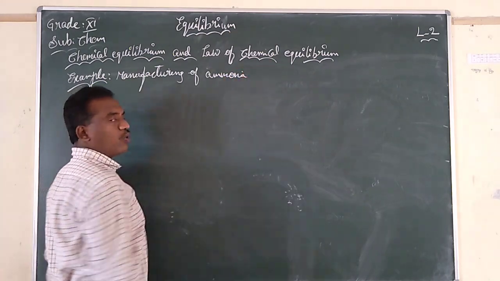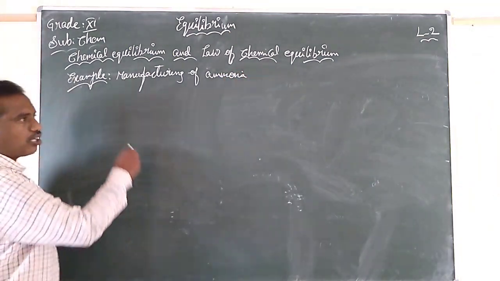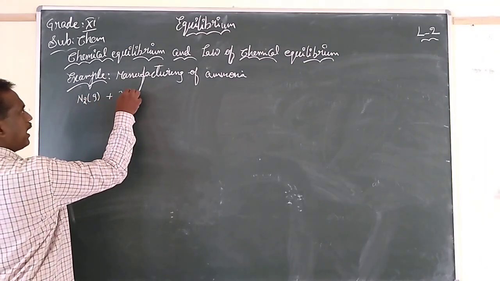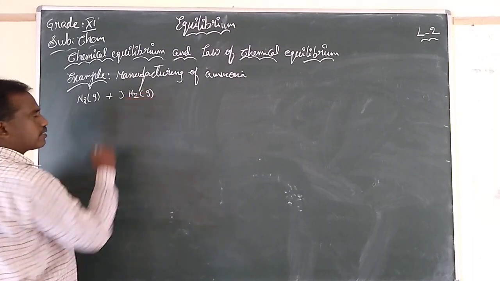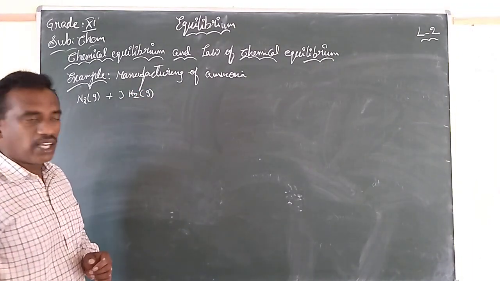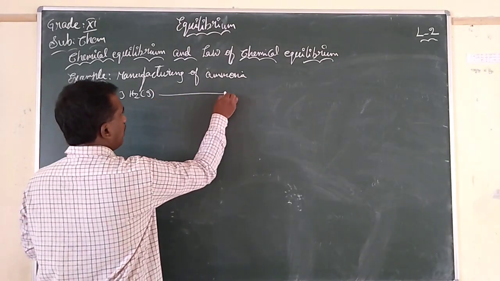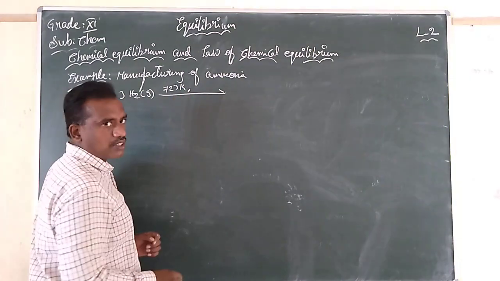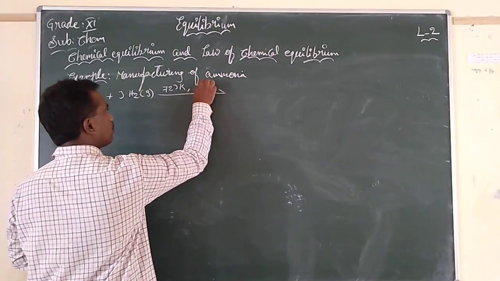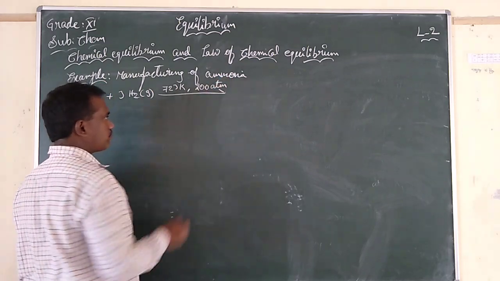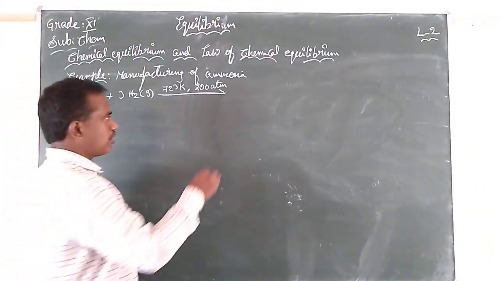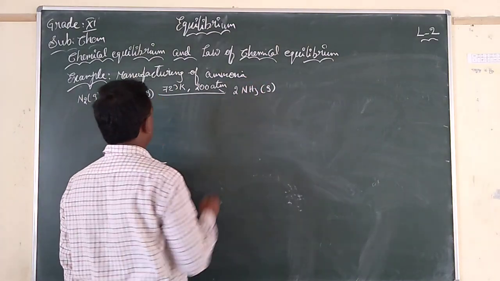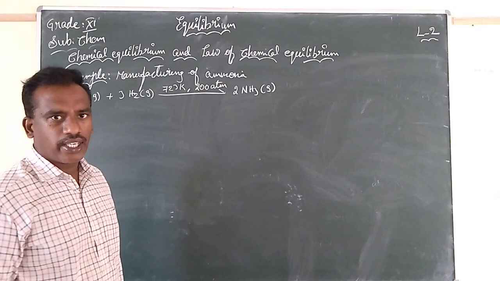In the manufacturing of ammonia, what are the reactants you want, children? You want nitrogen gas, and you are going to react the nitrogen gas with hydrogen gas, under the conditions of 723 Kelvin temperature and 200 atmospheric pressure. Then it will form 2 moles of ammonia gas.